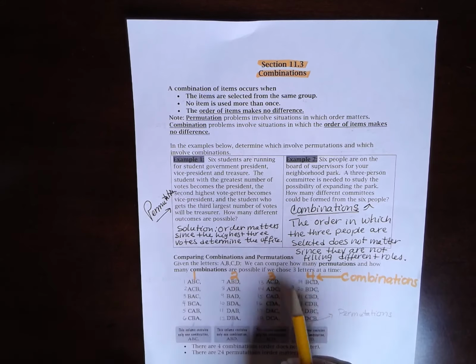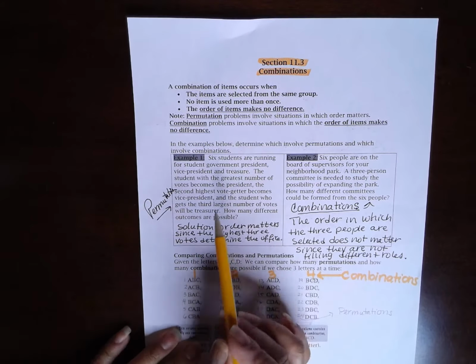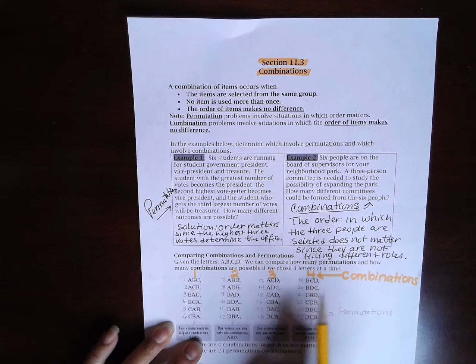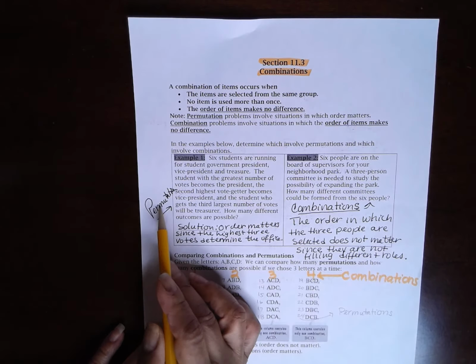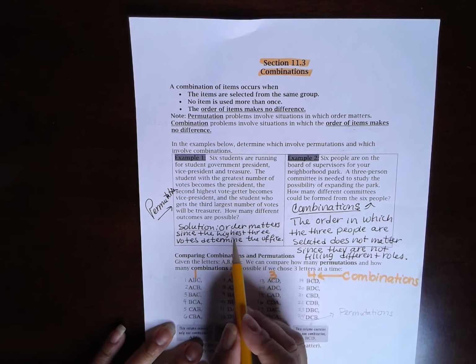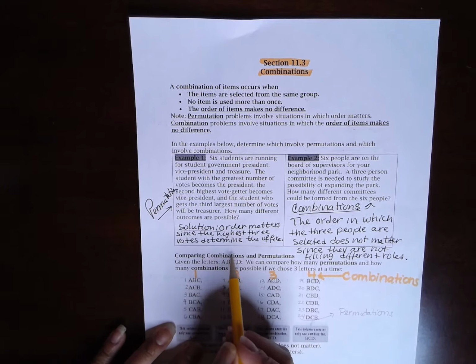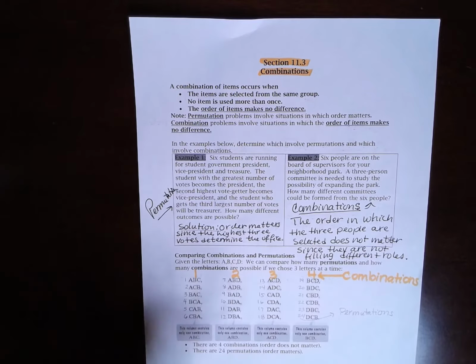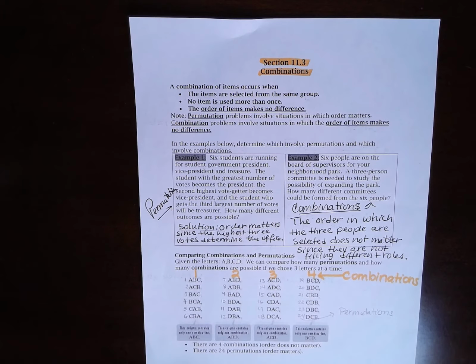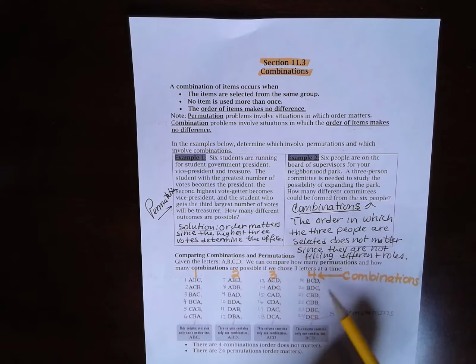Since it's based on the amount of votes that each one is going to get, this is a permutation problem where the order matters, since the highest 3 votes determine the office. So they're going to have specific positions that they will hold.